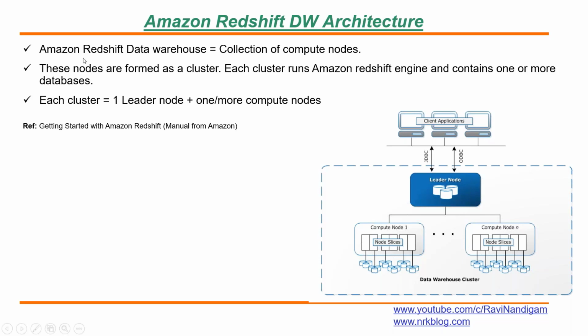For now, from the infrastructure aspect, Amazon Redshift data warehouse is a collection of compute nodes. These nodes are formed as a cluster. What is a cluster? Cluster is a combination of same things, right? Here the same things are 2 compute nodes which are of similar capacity, similar storage, and similar characteristics. Each cluster runs the Amazon Redshift engine and contains one or more databases. In short, each cluster is nothing but one leader node plus one or more compute nodes.